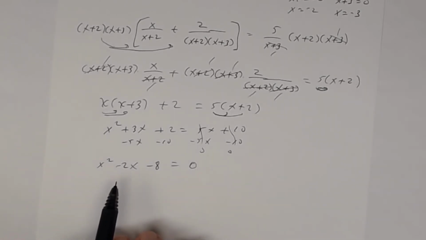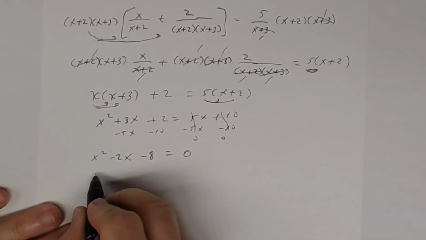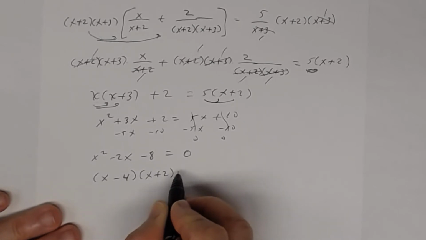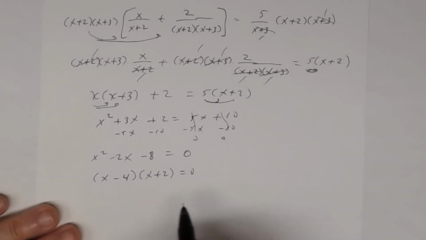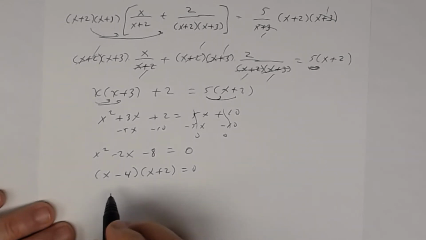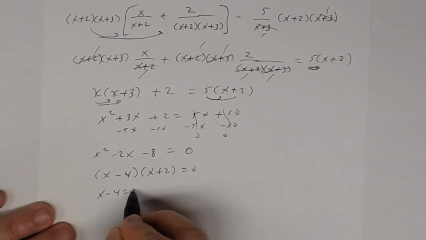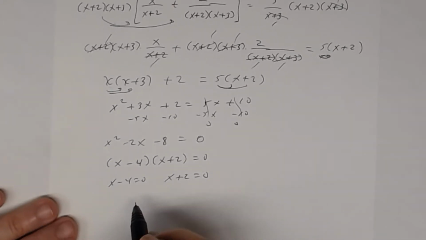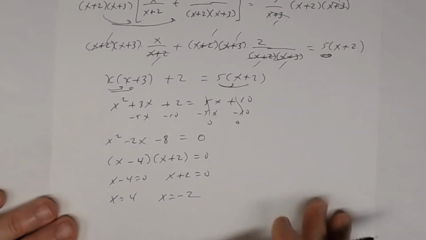It is factorable. If I wanted to, I could have used the quadratic formula, but this is factorable. So I get x minus 4 times x plus 2 is equal to 0. And then setting each factor equal to 0, I get x minus 4 equals 0, x plus 2 equals 0. And then solving each of those linear equations, I get x equals 4 and x equals negative 2.